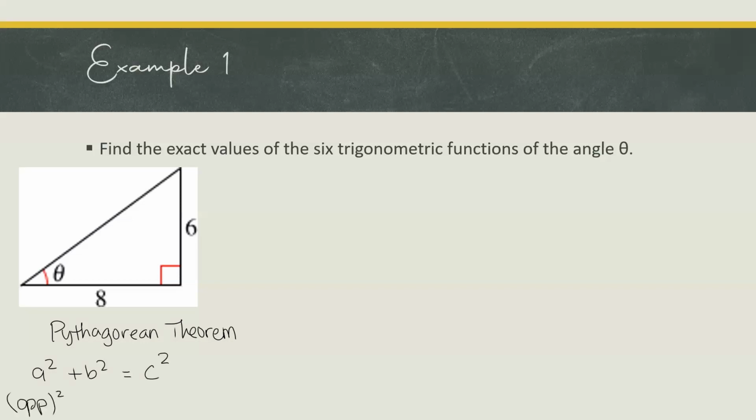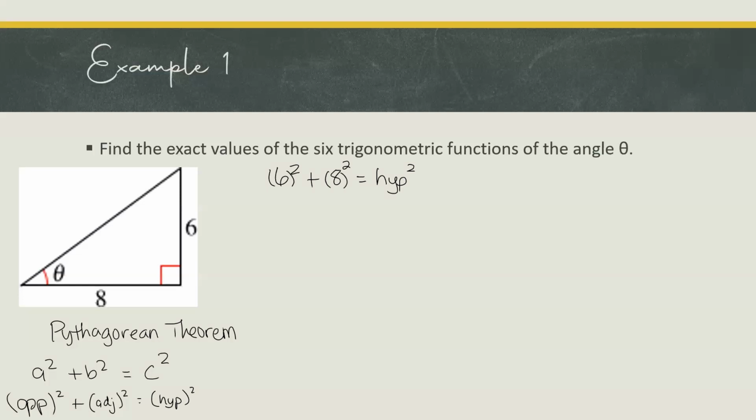And it doesn't matter which side is A and which side is B as far as adjacent and opposite, but C has to be the hypotenuse. It has to be long. All right, so first I'm going to find the length of that hypotenuse. So I am going to use it the way that I wrote it here. I'm going to take my opposite side, which is 6, and my adjacent side is 8. So 6 squared plus 8 squared should equal my hypotenuse squared.